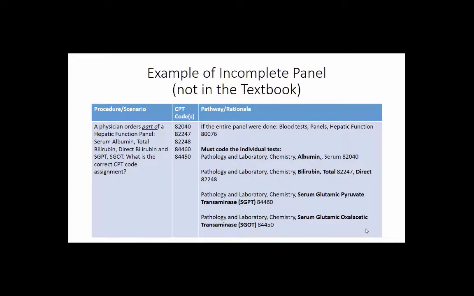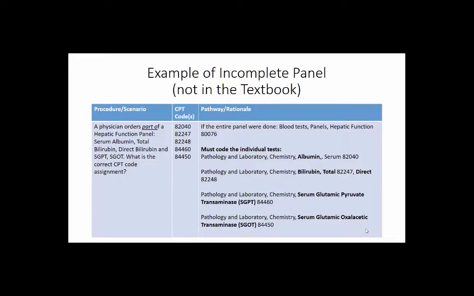Here's an example of an incomplete panel. This is not in your textbook. A physician orders part of a hepatic function panel, and the tests that he has ordered are serum albumin, a total bilirubin, a direct bilirubin, SGPT, and SGOT. What is the correct CPT code assignment?